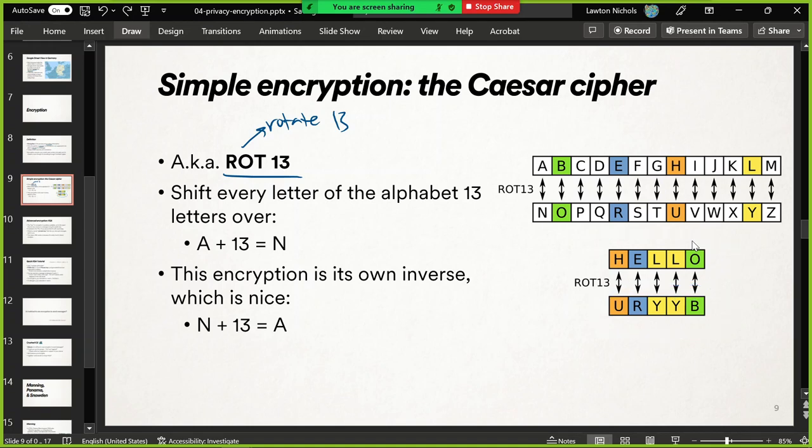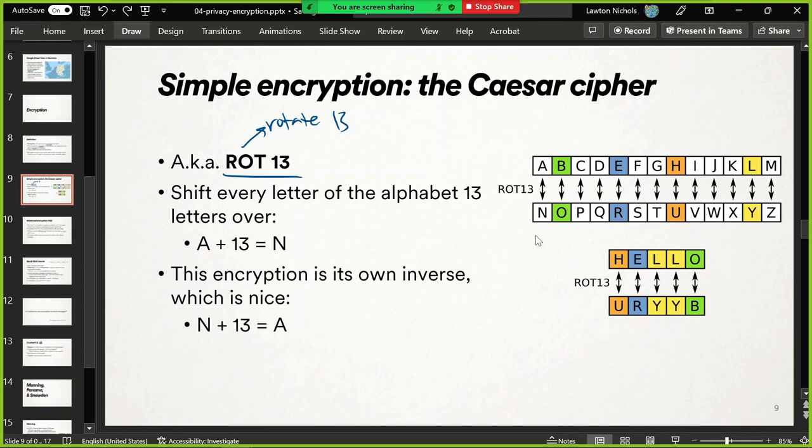Obviously, it's kind of broken because you can just use what are called frequency attacks to solve this. You know that vowels appear more often in everything than other letters, so you'd be able to very quickly discover all the vowels and then from there extract the real text. But this was state of the art back in the day, and this is the Caesar cipher, ROT13.